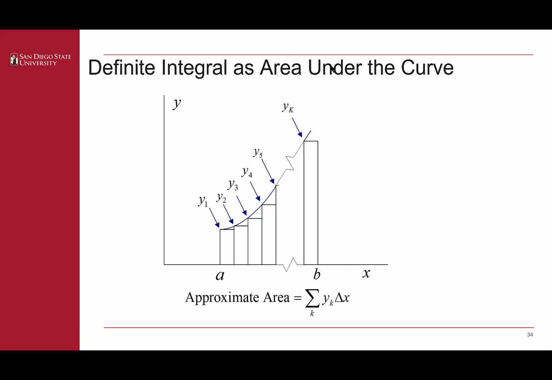So the approximate area under the curve would be the combination of all these rectangles together. And it can be represented with a summation formula with the well-known sigma symbol.